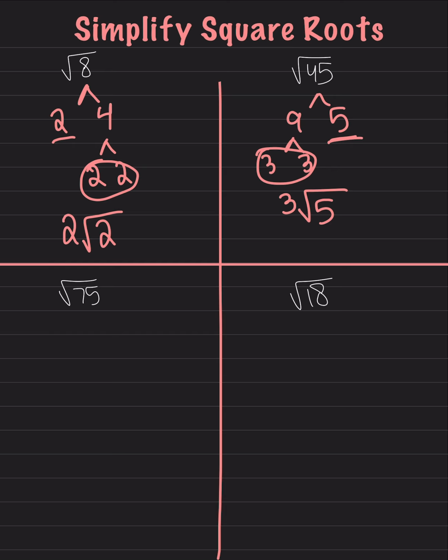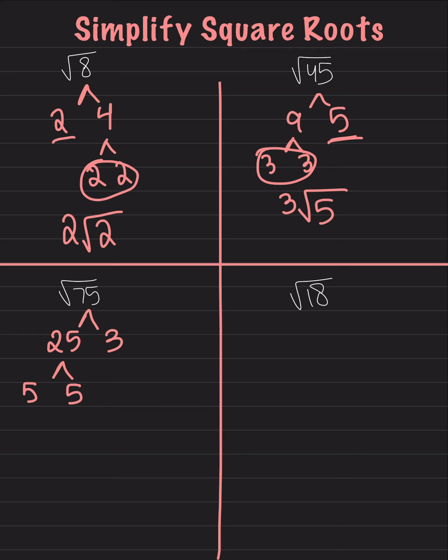Next, I have the square root of 75. Two numbers that can multiply to get 75 are 25 times 3. I can't simplify the 3 any further since I'll just be left with 1 times 3. However, I can simplify the 25. 5 times 5 gives me 25. Now, I know I can't simplify the 5's any further either since that'll give me 1 and 5.